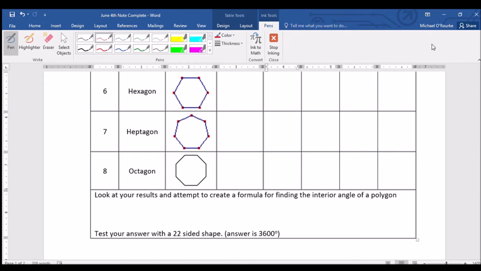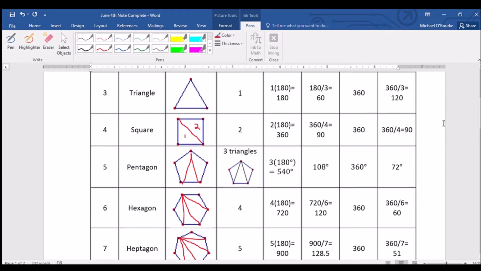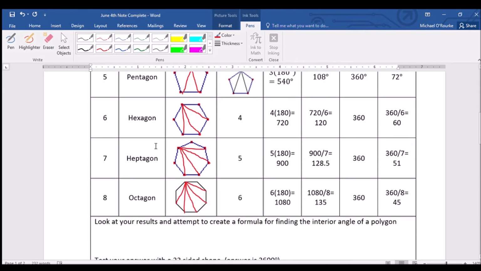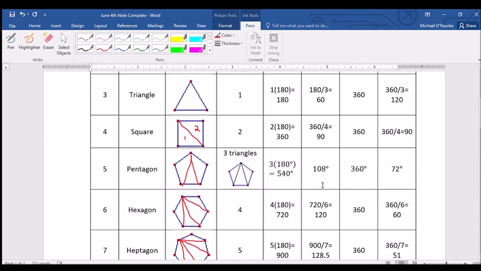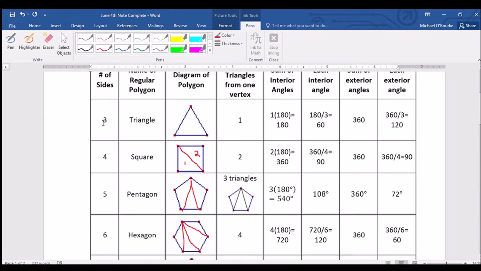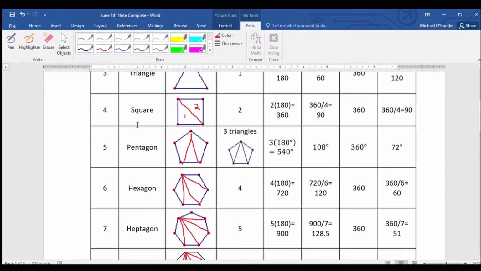Okay? All right, so after that exciting transition, we're back. So your numbers should look like this coming out. So if I take a look here at kind of a pattern, well, I have a 3-sided, I go 1 times 180, right? And I have 4 sides, and it ends up I have 2 triangles in here, so I go 2 times 180. I have 5 sides, which ends up at 3, I go 3 times 180.